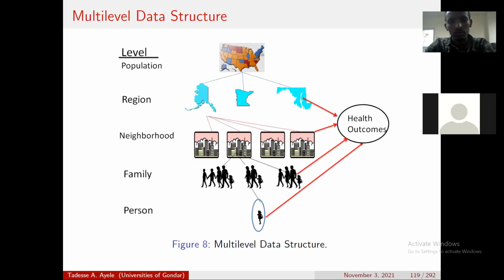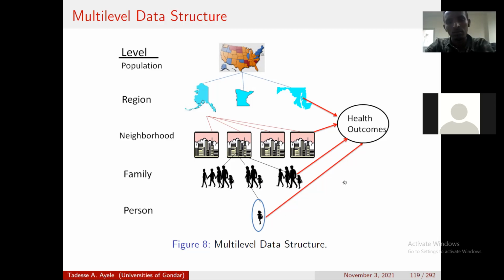Whereas when we say multi-level or when we say cluster data, as you can see from the plot or from the slide, we have different levels. Level 1, population. Level 2, region. Level 3, neighborhood. Level 4, family. Finally, person. So we are interested in taking measurements from an individual. However, the individuals are within the family. The families are within the neighborhood. The neighborhoods are within the region, and the regions are within the country.